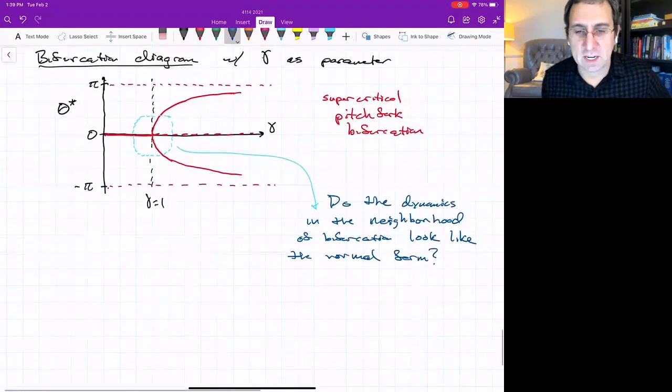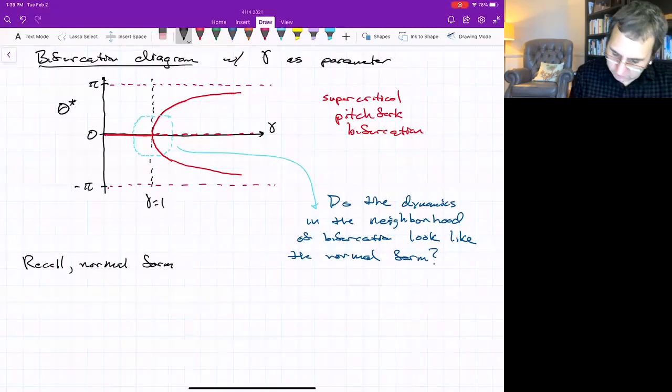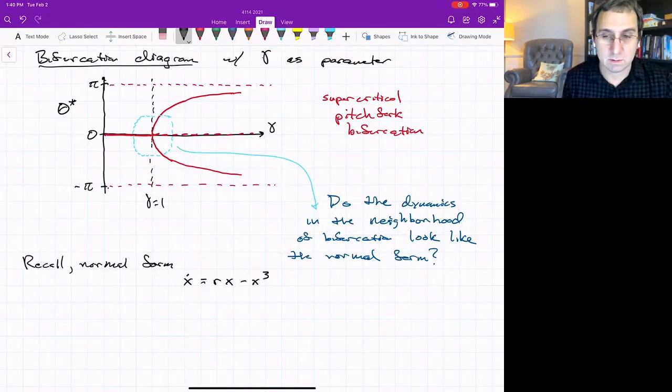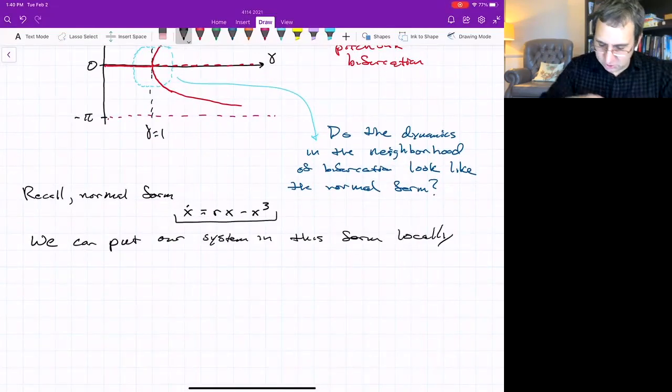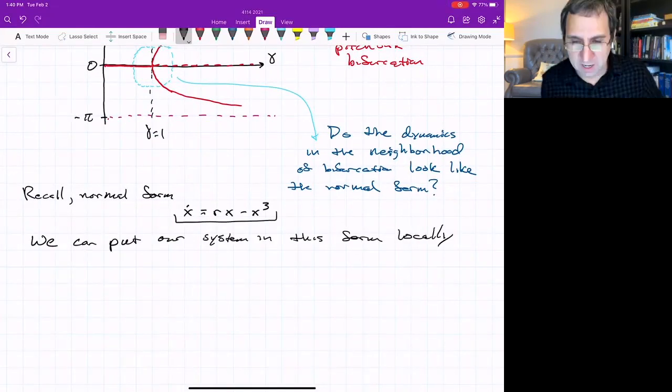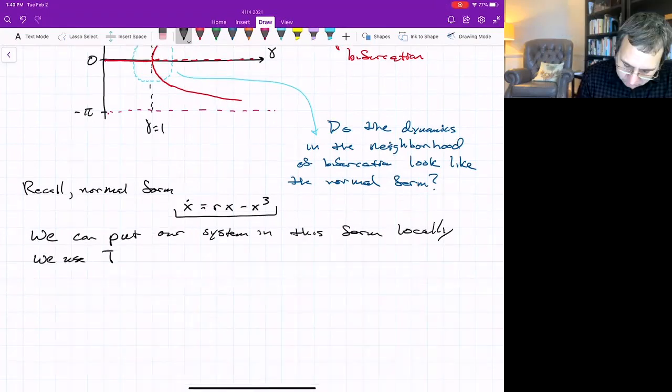If you recall what the normal form was, the normal form for the supercritical pitchfork bifurcation was x dot equals r x minus x cubed. So can we put our system in this form? Yes, we can. Locally, that means just in a neighborhood of that bifurcation point. We need to have the Taylor expansion of sine theta and cosine theta. If you don't recall, I'll just give it here.